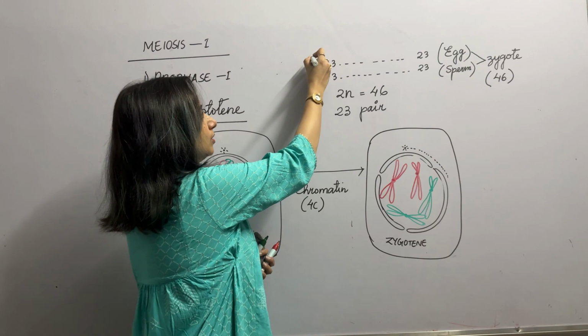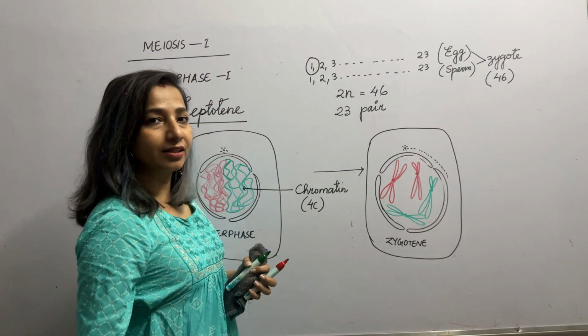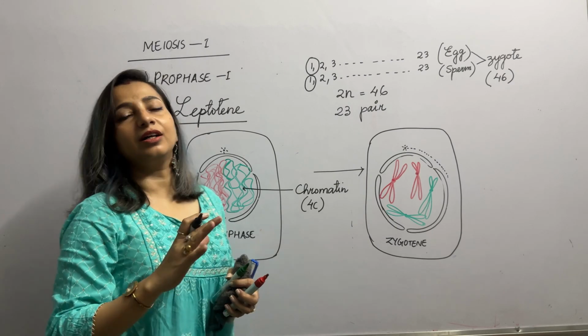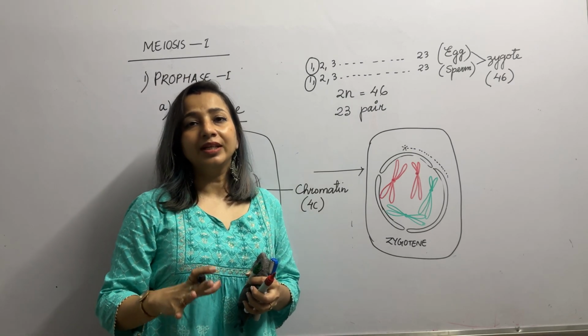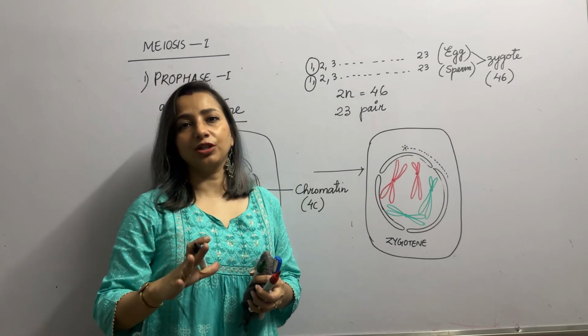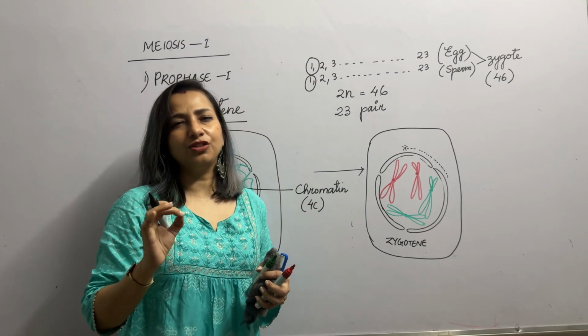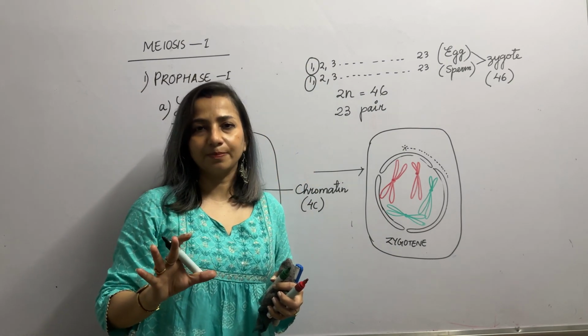Now, this chromosome number 1 from the egg and this chromosome number 1 from the sperm are morphologically the same, they carry the same genes. Clear? That means if chromosome number 1 is carrying genes for, suppose let us talk about height. Okay?